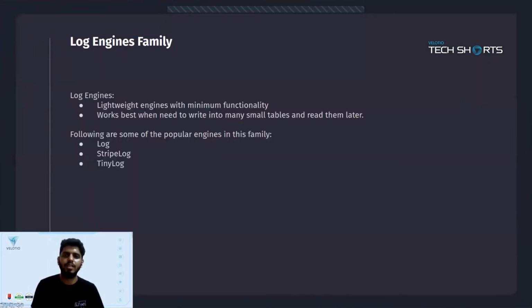The second family of engines is the log engines family. These are lightweight engines and have very minimal functionality. Some of them don't even support concurrent execution, like the Log engine. Log engines work best when you need to write small tables and read them later. Some of the engines in these are Log, StripeLog, and TinyLog. TinyLog and StripeLog support concurrent execution of queries.